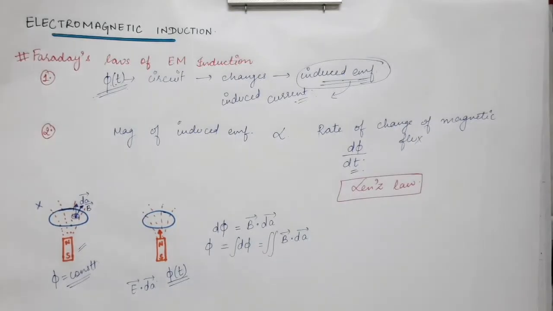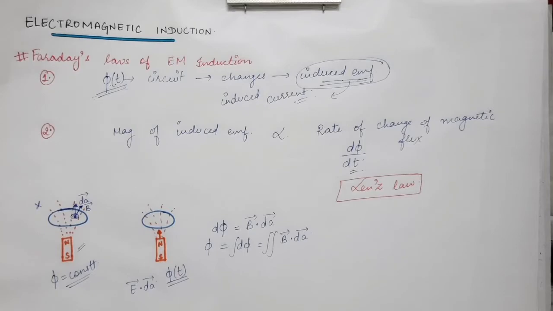So we have said that induced EMF is set up in the circuit if there is a change in magnetic flux linked with that circuit. Now what is the direction of this induced EMF, or you can say what is the direction of the induced current that flows in the circuit?